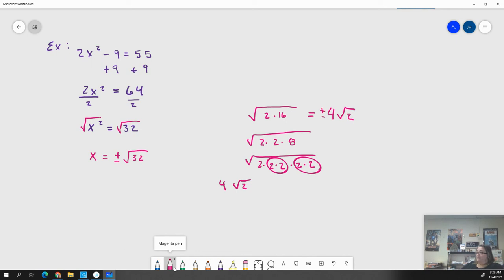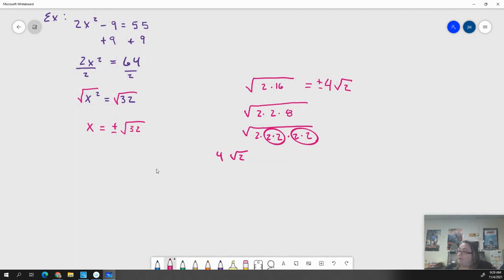plus or minus. Whatever can't be pulled out in the form of a perfect square has to stay under the radical. The number is the radicand. The symbol is the radical. So when I look at this right here, I wind up with x equals plus or minus 4 radical 2.